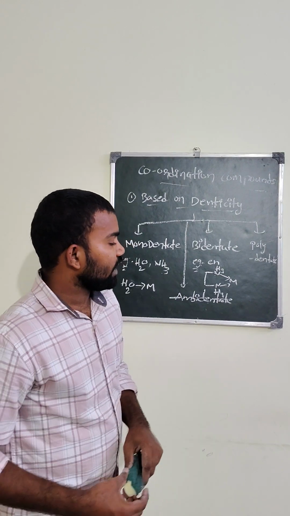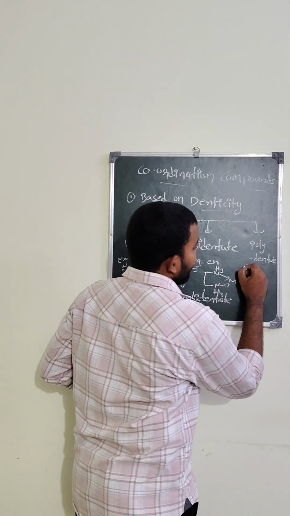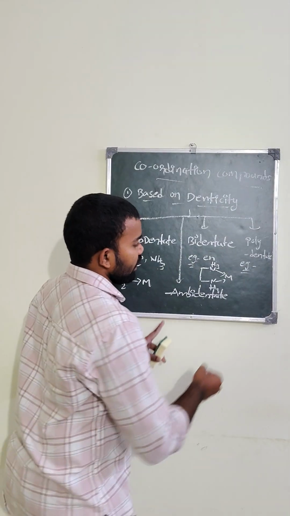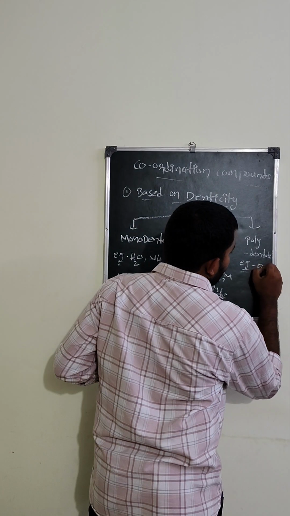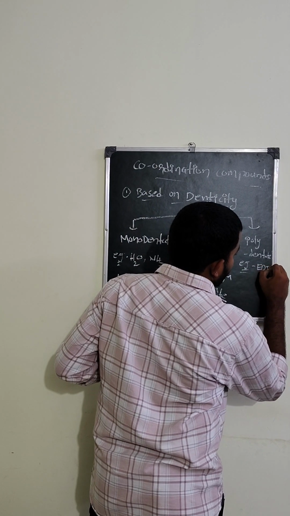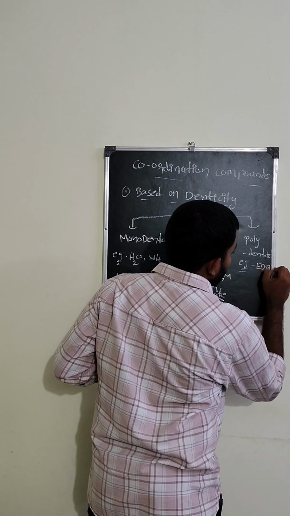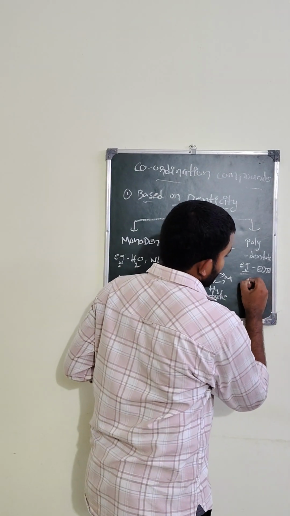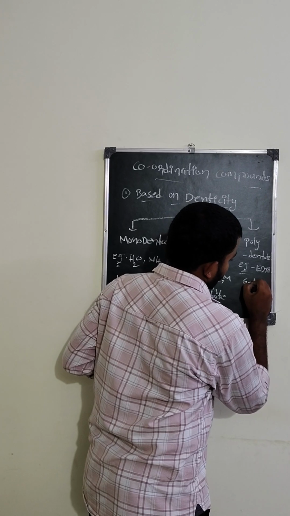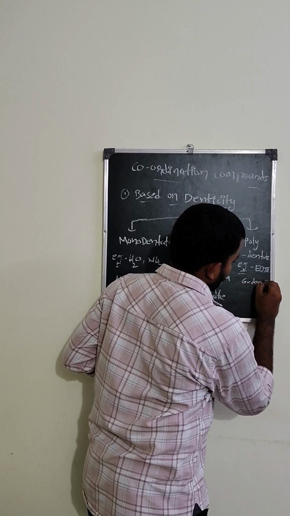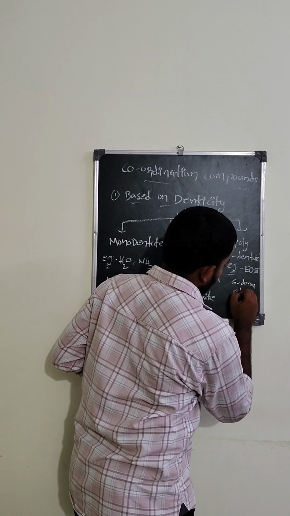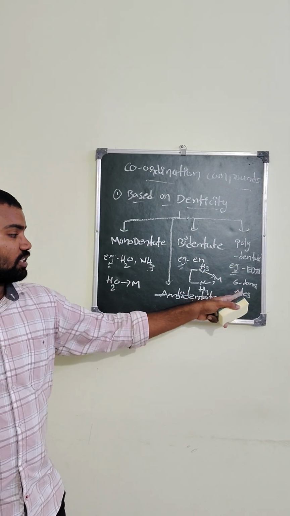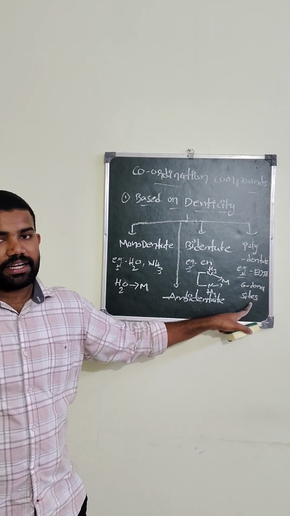Okay. What is a polydentate ligand? In one ligand there are n number of donor sites. For example, EDTA, ethylene diamine tetraacetate. It has 6 donor sites. So in one ligand there are 6 donor sites, and this is called a polydentate ligand.